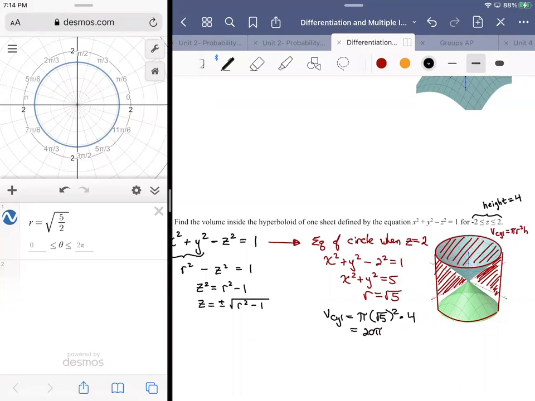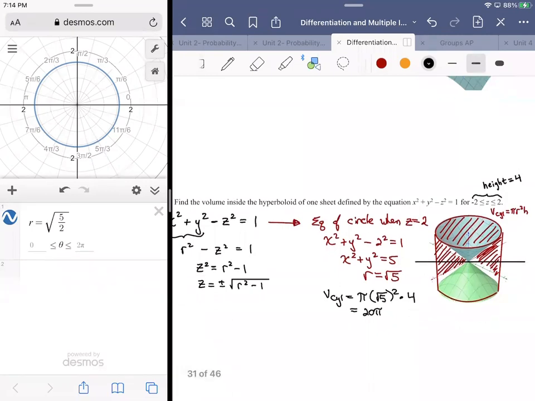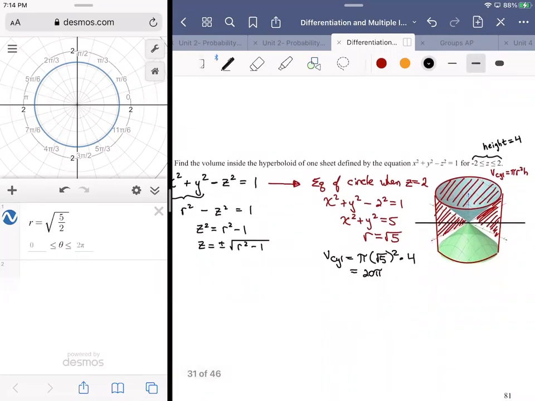Now I need the hard part. All right. So what we can do is just get the top, just focus on the top. So I'm going to draw a horizontal line there and just ignore the bottom. We'll just double everything up later. All right. That allows us to work with one integral. So top half, z equals the square root of r squared minus 1.